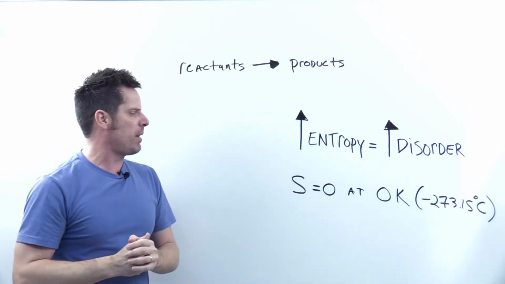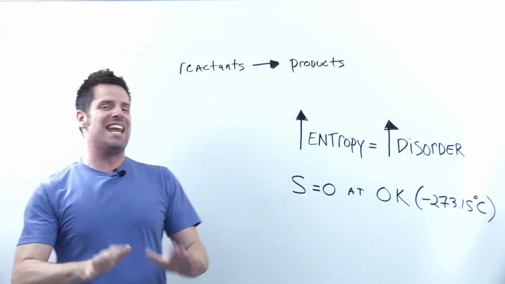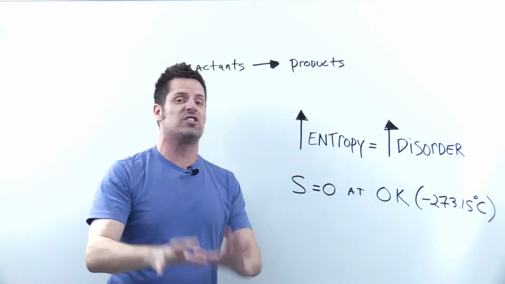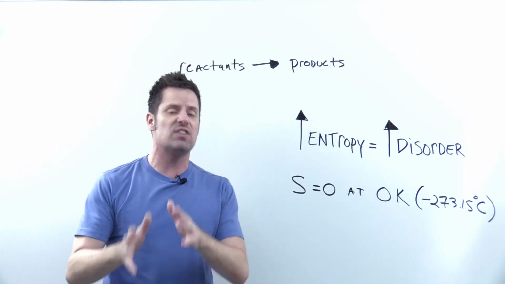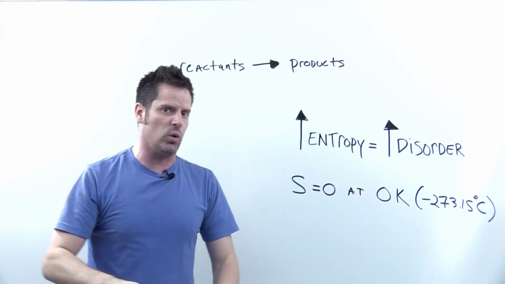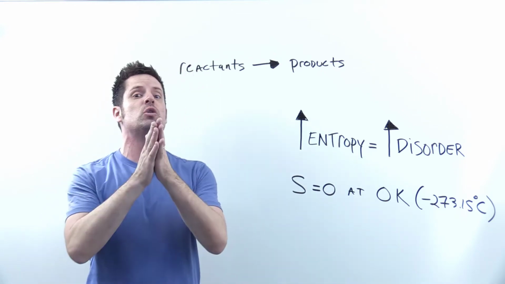A couple of other principles we need to remember is that entropy can never be negative. It can only be zero if you go all the way down to 0 kelvins, which is negative 273.15 degrees Celsius. So very, very cold. You go all the way down to that temperature, you're now cold enough that entropy is equal to 0.